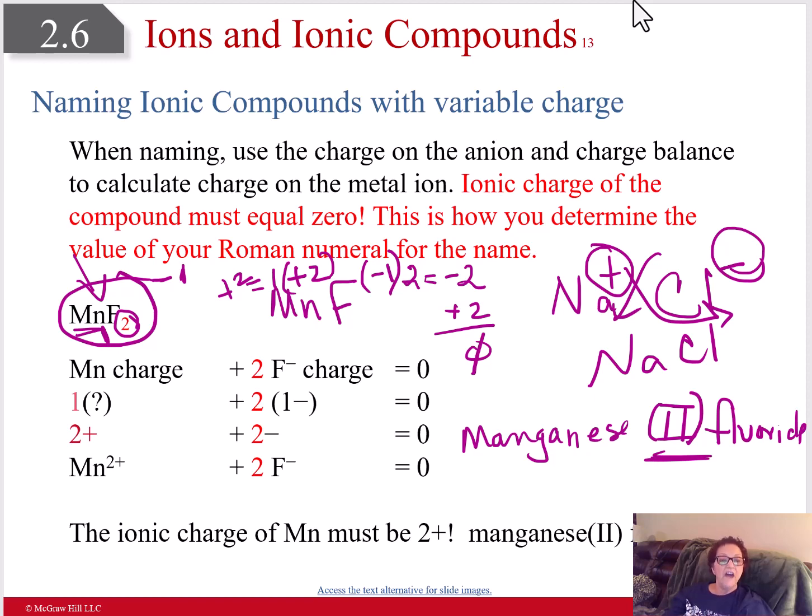Manganese could have a +4 charge. So it could have been MnF4, and in that case it would have had to have a +4 charge. So it would have been manganese(IV) fluoride. That's the importance of this. That's why we have to do it like this, so that we know which one we are talking about in each particular compound.